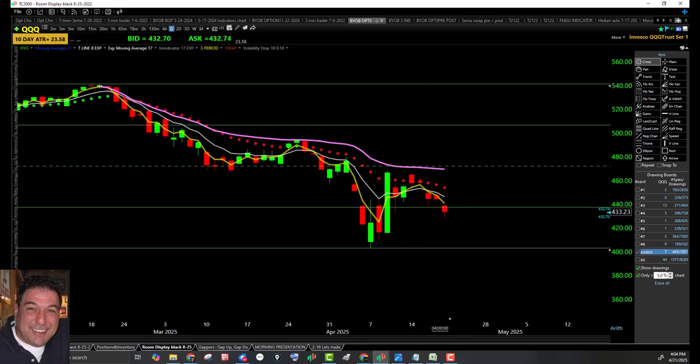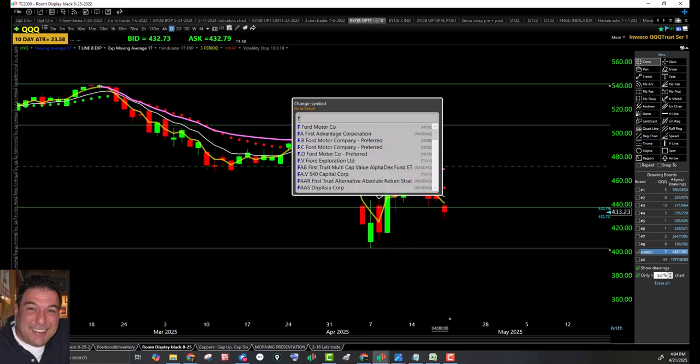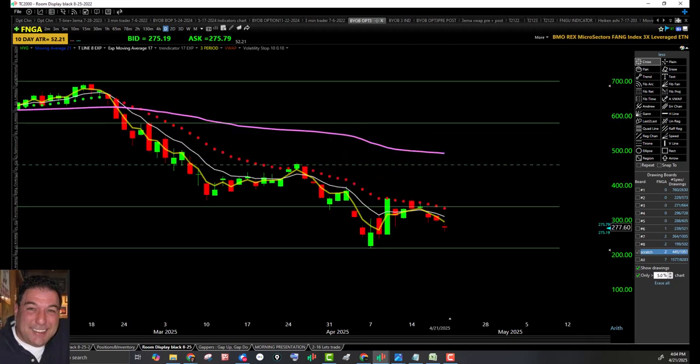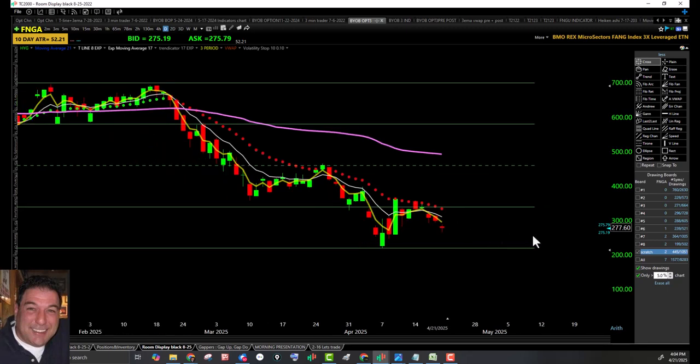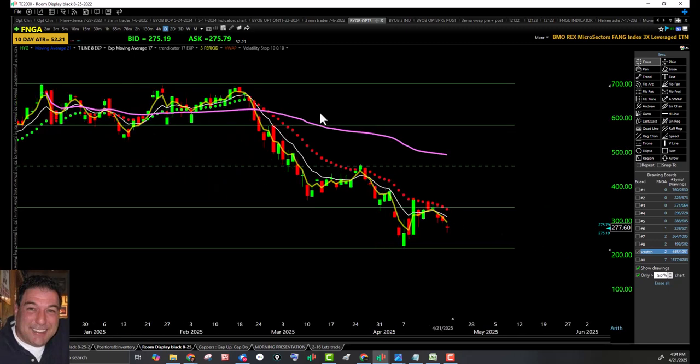Let's take a look at FNGA. We've got a lower high, lower low, closing under the trap, under the falling 17, quadrant 1. That's bearish, underneath the falling 17, underneath the all-time high anchored VWAP, underneath the midpoint, quadrant 1. That's bearish. Lower highs, lower lows, that's a downtrend.